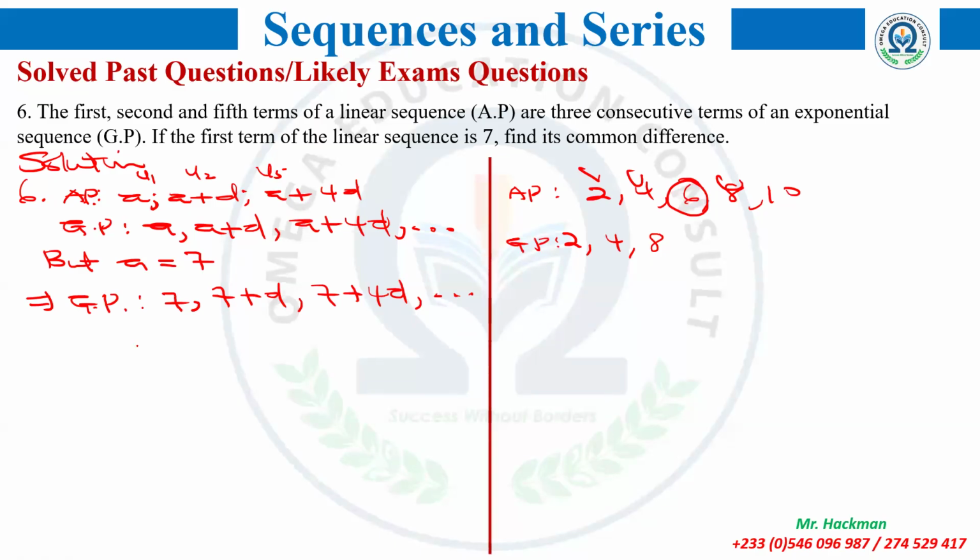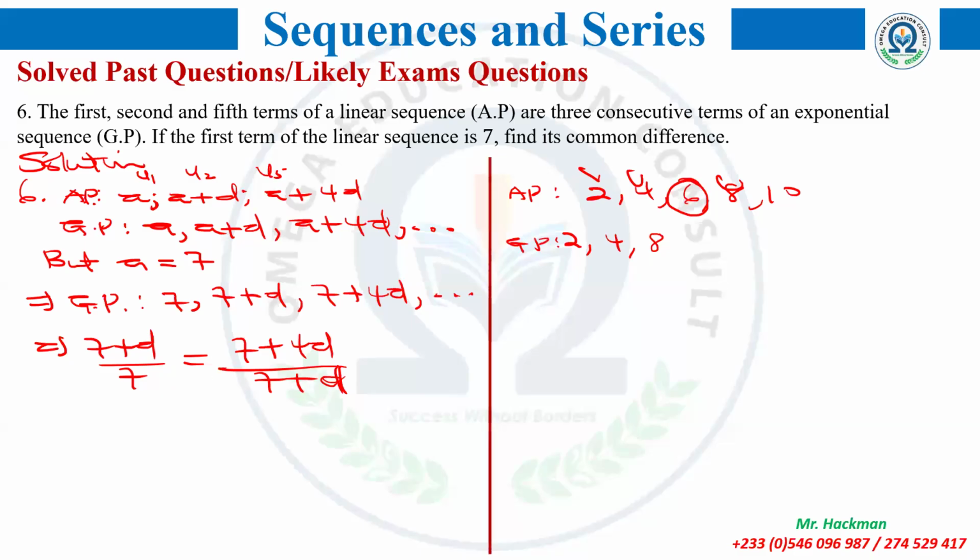So in this case, I have only one unknown here, so I have to generate one equation. It will be the first ratio over the consecutive one, then this over that must be equal. So we are going to get 7 plus D all over 7 should be equal to 7 plus 4D all over 7 plus D. Now you cross multiply, then you solve for your D.